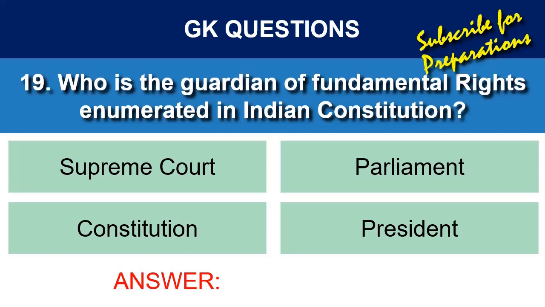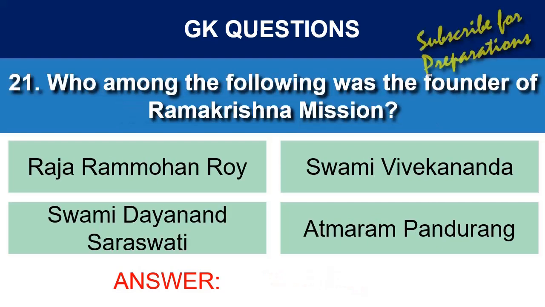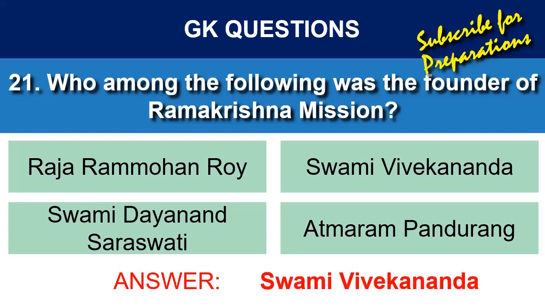Who is the guardian of the fundamental rights enumerated in the Indian Constitution? Supreme Court. International Biodiversity Day is celebrated on May 22. Who among the following was the founder of Ramakrishna Mission? Swami Vivekanand.